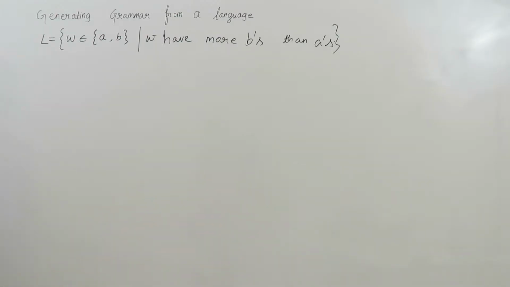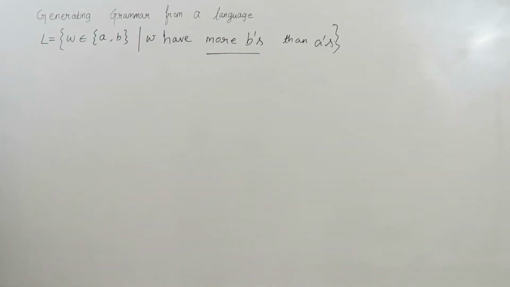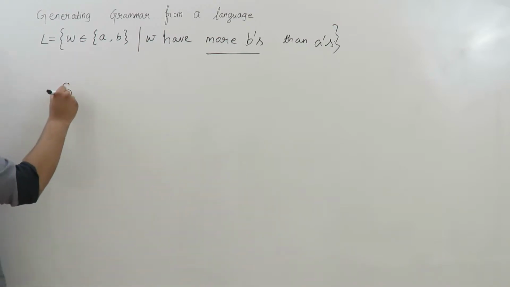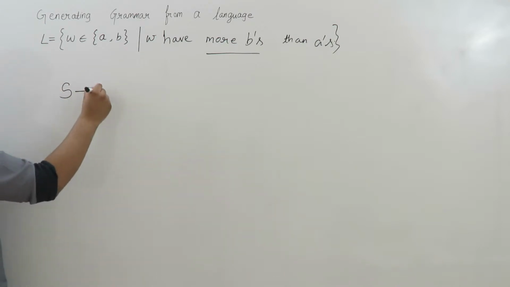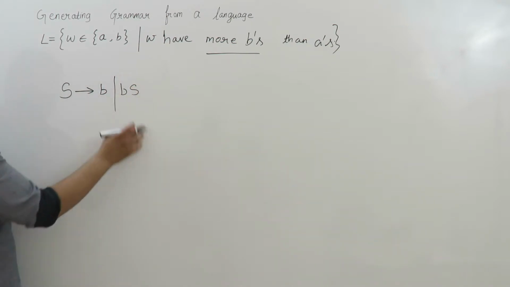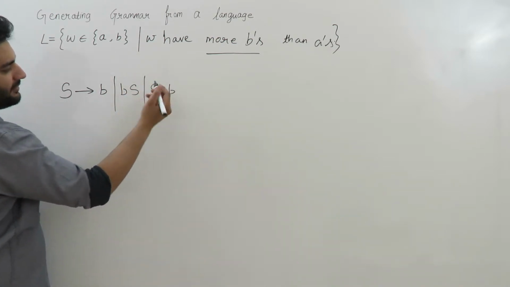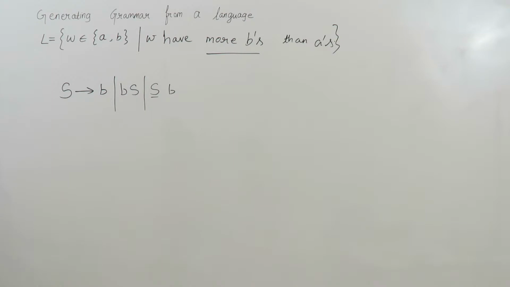Now consider this example. We have to generate a grammar for this language such that every string in this language is a combination of A and B, such that there are more B's than A's. In our previous example it was more A's than B's, now it is more B's than A's. That means we have to introduce a production that will finally terminate our string wherever we are. Finally we have to terminate using S derives B only, or the string can be BS, such that this S can be recursively substituted with any number of B's, or SB, and similarly for this S, any number of B's can be substituted.